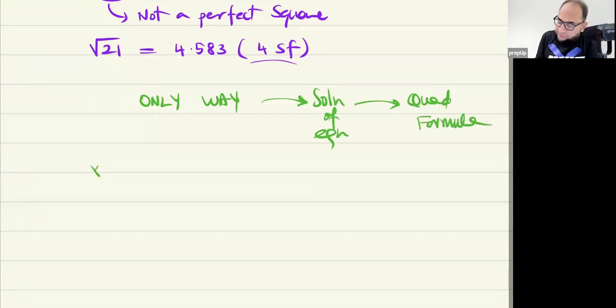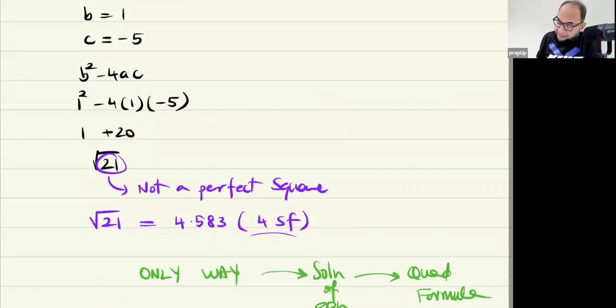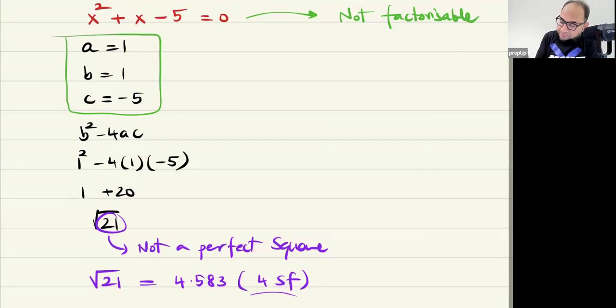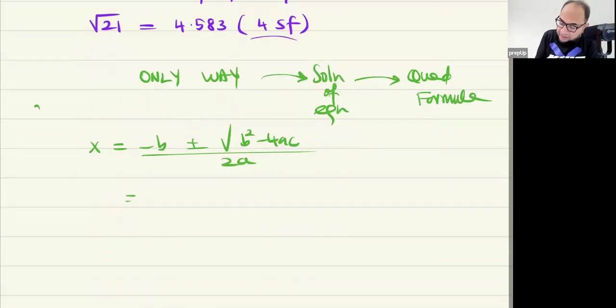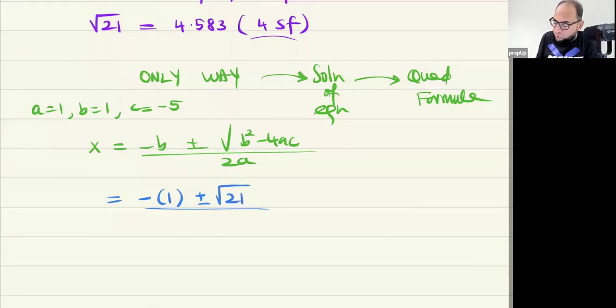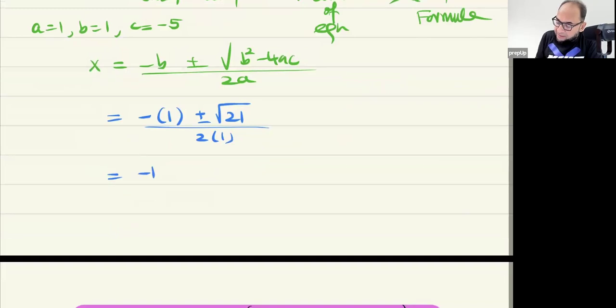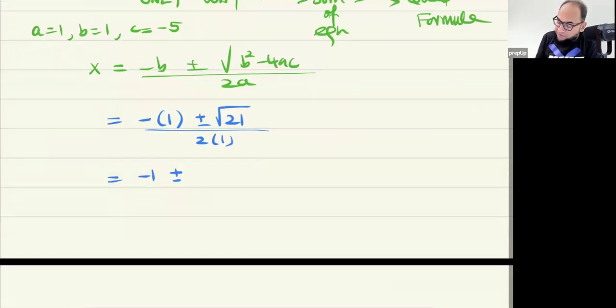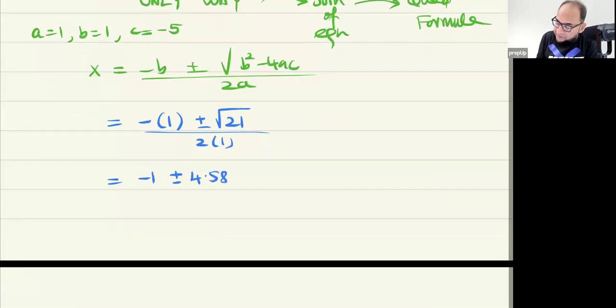So now I'll write x equals negative b plus or minus the square root of b squared minus 4ac, divided by 2a. a is 1, b is 1, c is negative 5. So therefore I'll write, let me just erase this, negative 1 plus or minus the square root of 21, divided by 2 times 1. That is negative 1 plus or minus 4.583, divided by 2. It's either or.